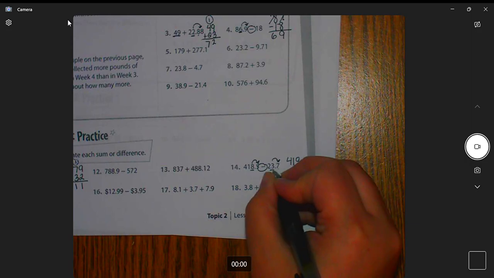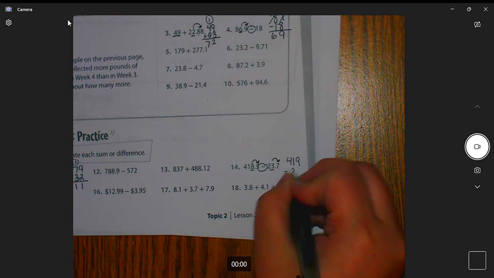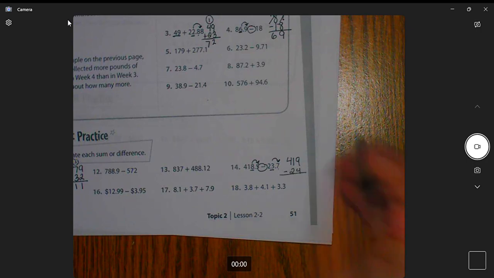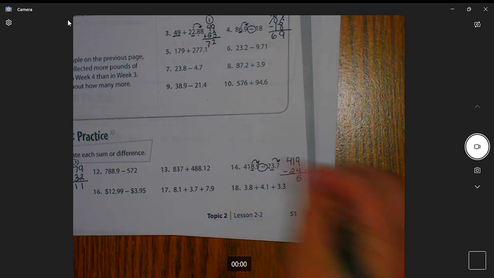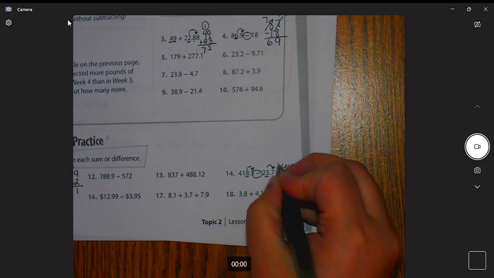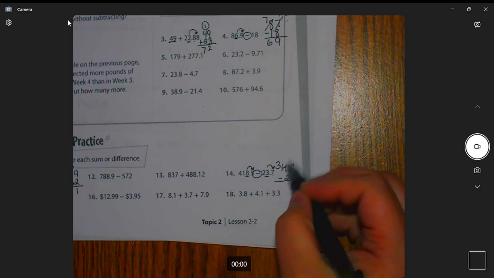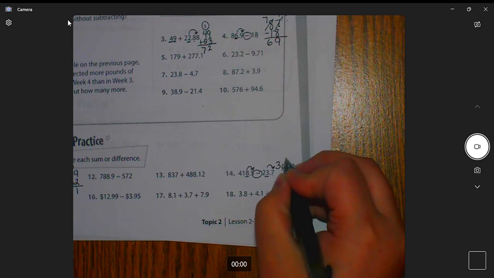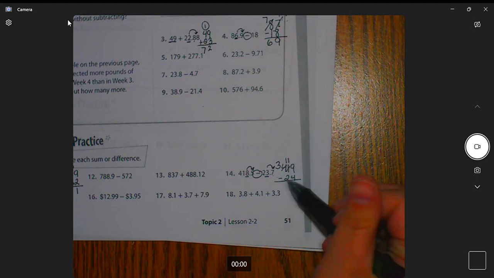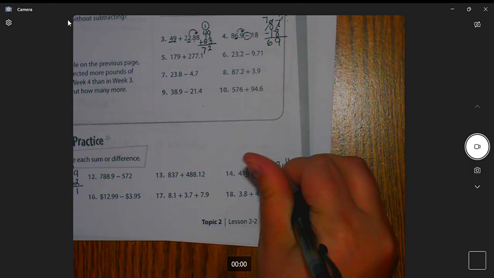7 tells the 3. Right again. So 7 tells 3 to become a 4. So just subtract. 9 take away 4. 1 take away 2. You're right. I can't do that. Go next door, ask for more. 400 is going to give up 1. So it's going to become a 3. This 1 is going to get 10 added to it, so it's going to become 11. So 11 take away 2. Right, it's 9. And then 3 take away nothing is 3.